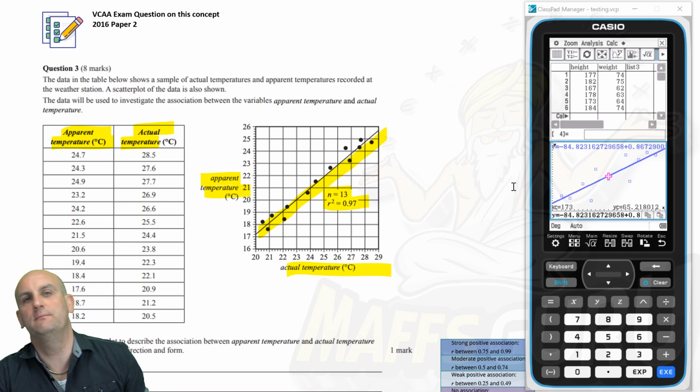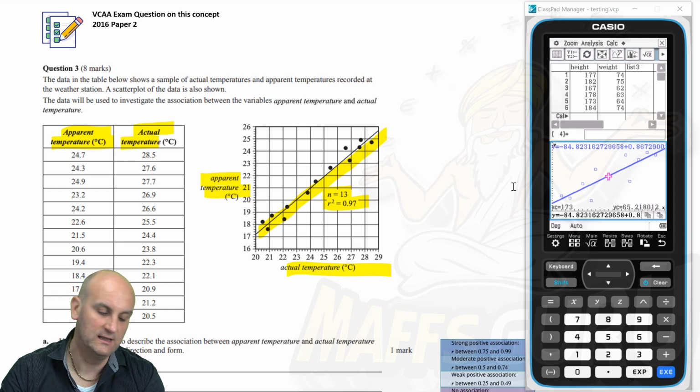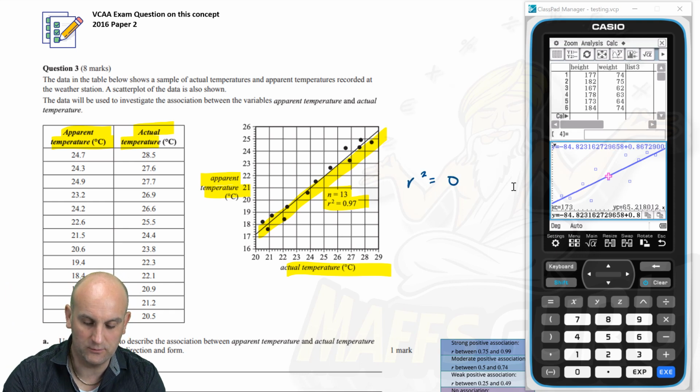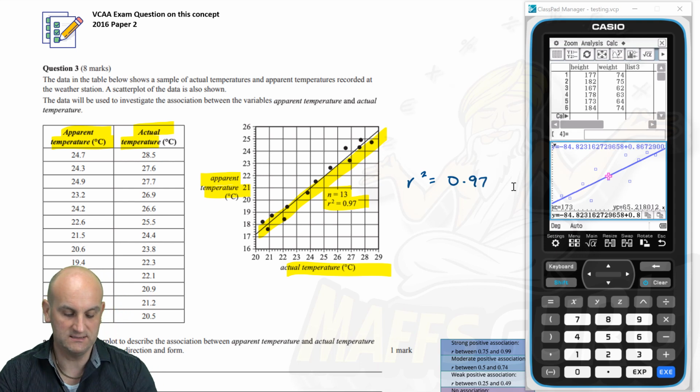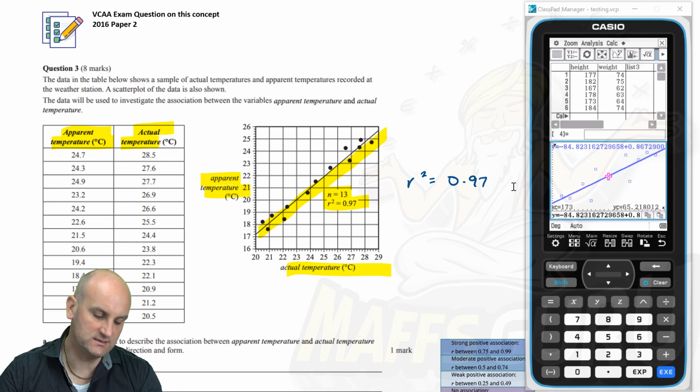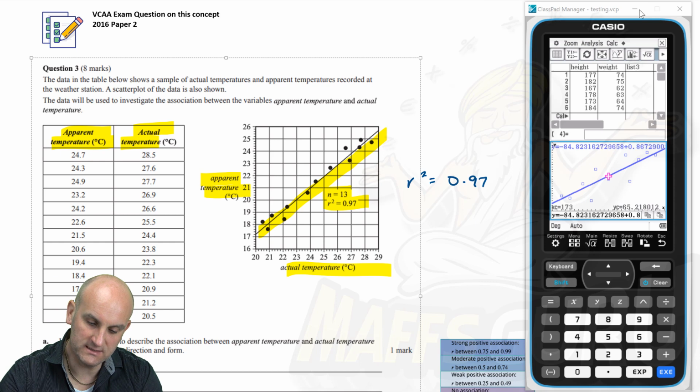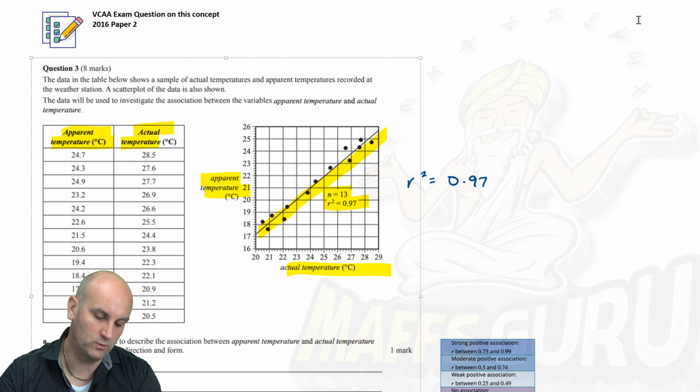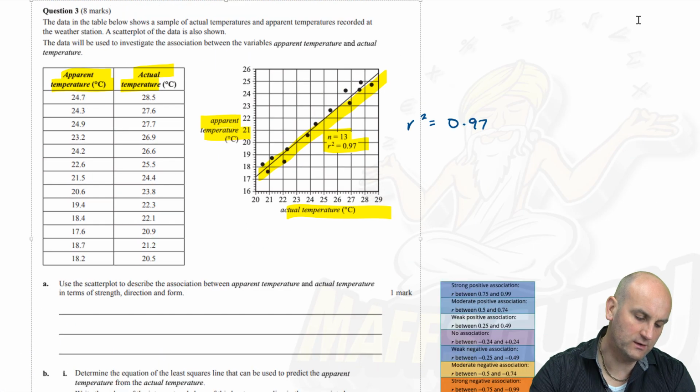And probably one of the most interesting pieces of information there is the value of r squared. All right, so I'm going to write that again here. R squared is equal to 0.97. Awesome. So we've got that data there. I'm going to actually just minimize my calculator for a short while. And we're going to look at the first part of the question.